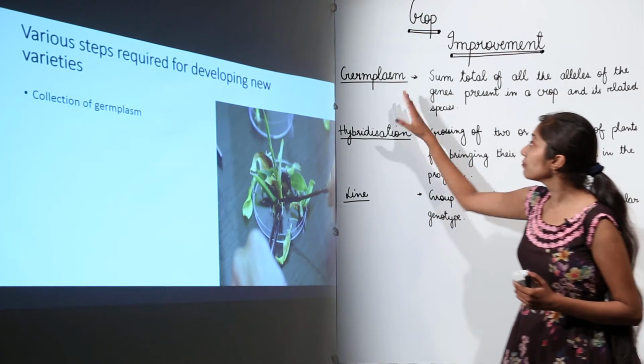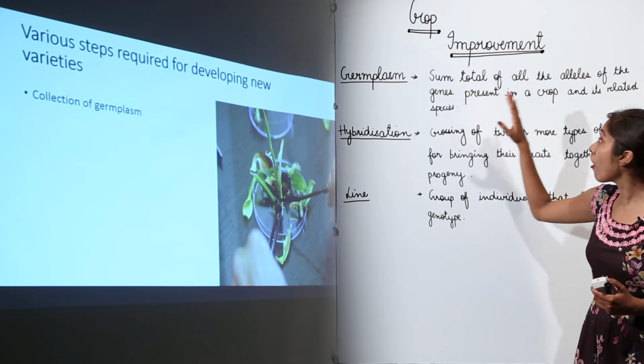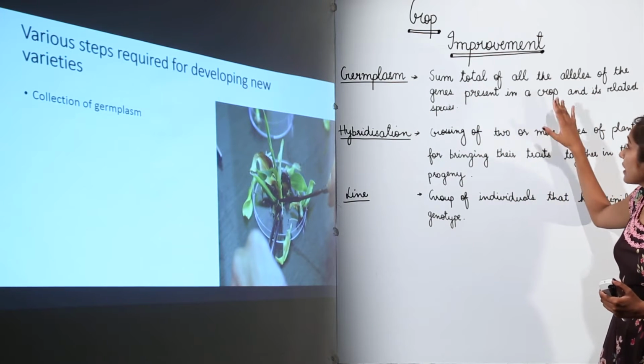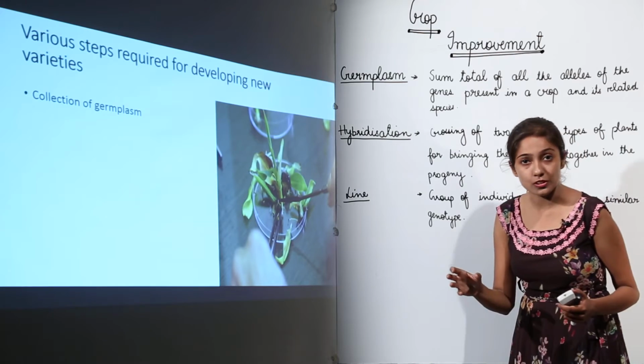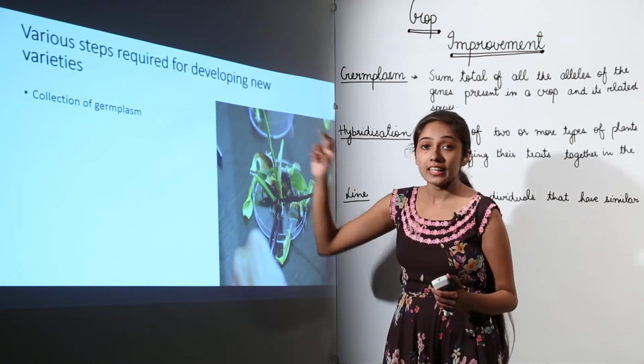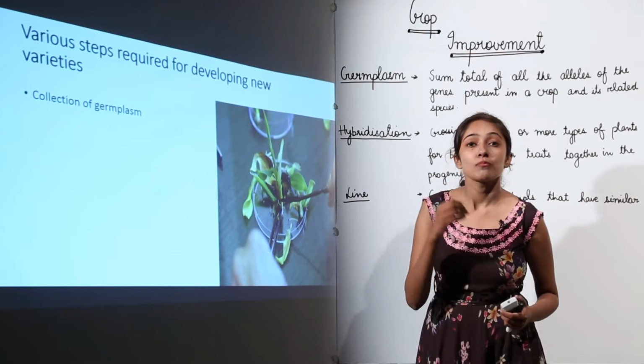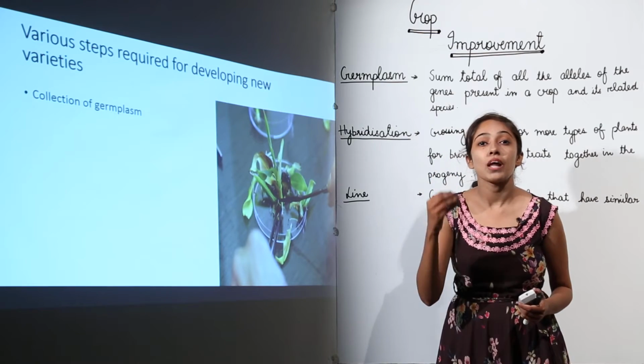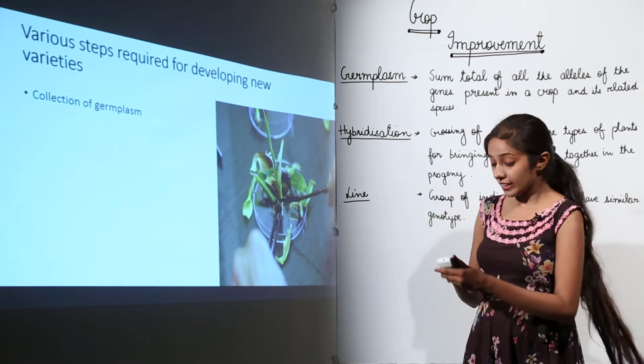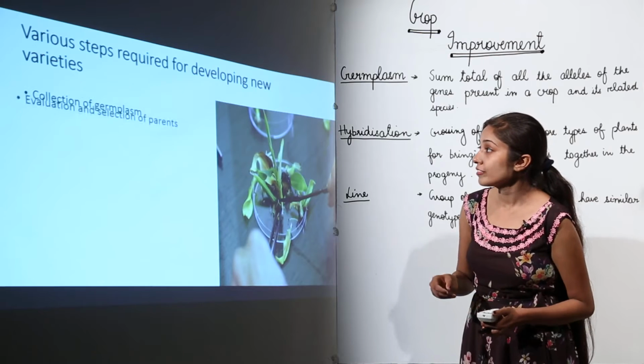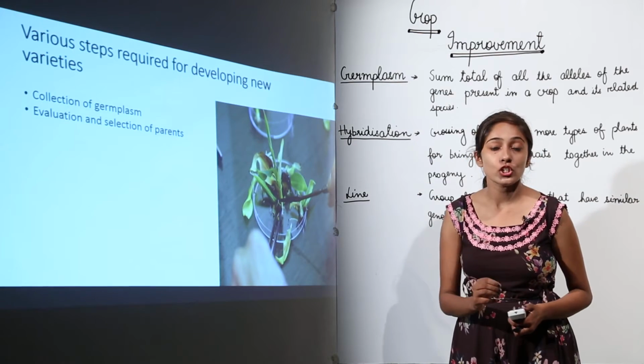Remember, germplasm is the sum total of all the alleles of the genes present in a crop and its related species. So when we collect the germplasm, it means we are moving towards a successful plant breeding program. Next, we have evaluation and selection of parents.